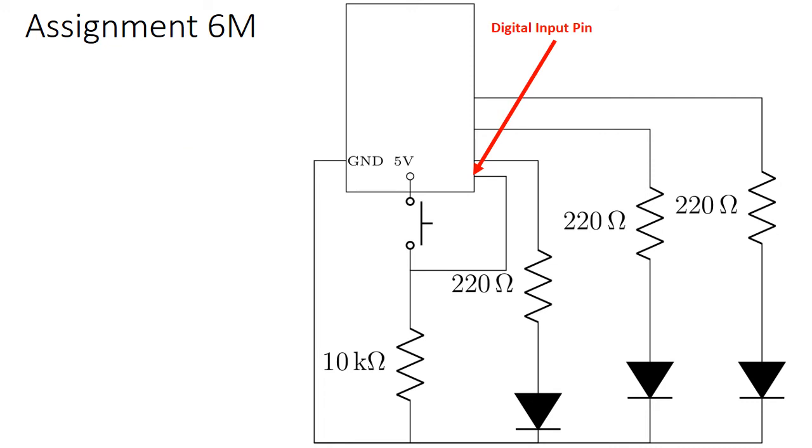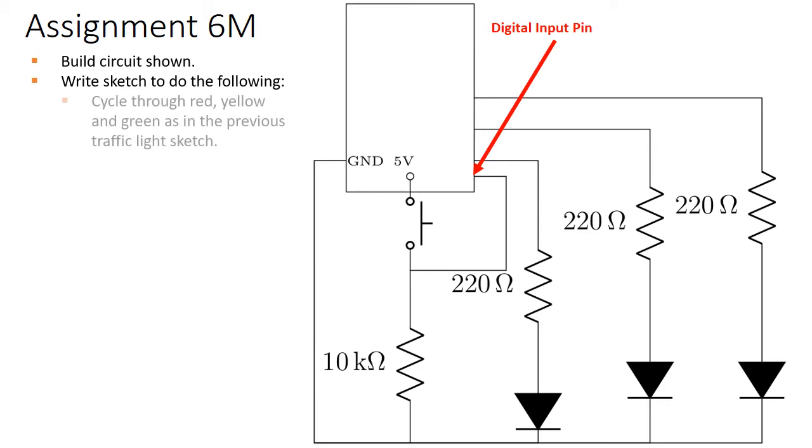So the assignment that's associated with this circuit is to build this circuit and to also develop the sketch that will be used to control the circuit. So this means we have to build the circuit that's shown and write a sketch to accompany it. What we wanted to do, first of all, is to cycle through the red, yellow, and green light sequence as it has done before.